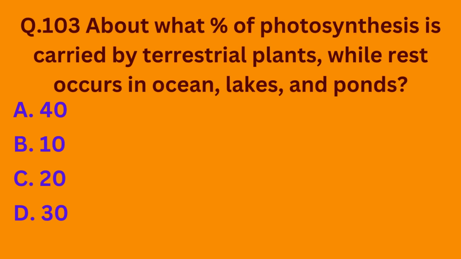Coming to our next question, about what percentage of photosynthesis is carried by terrestrial plants while rest occurs in ocean, lakes and ponds? Our options are option A 40, option B 10, option C 20, option D 30. So the correct option is option B. 10% of photosynthesis is carried by terrestrial plants.